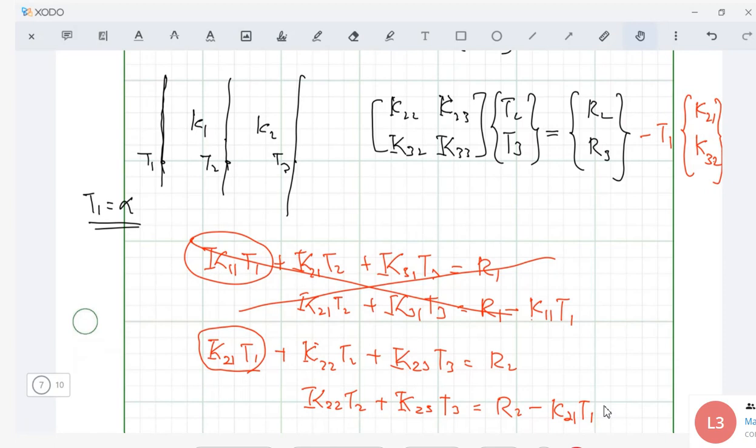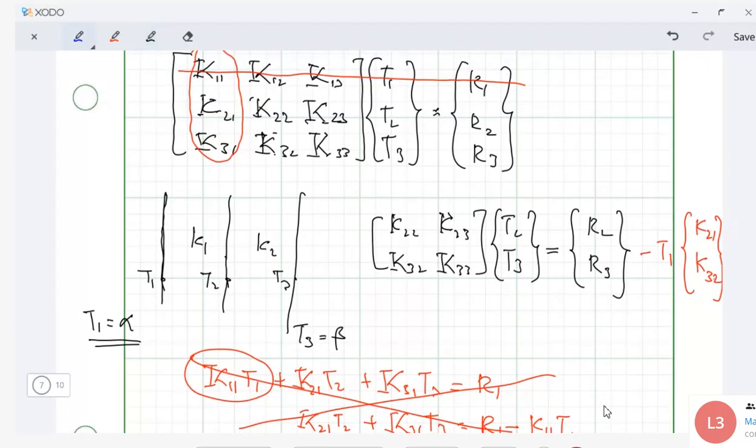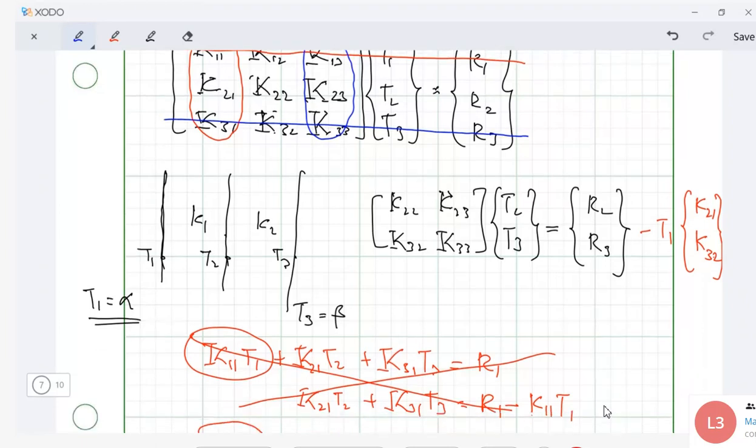So for example, now let's say we know that T3 equals, let's say, beta. And again, let me change color. Because T3 is known, we are not going to use this equation. But note that this column is being multiplied with T3. So now we need to do something else.